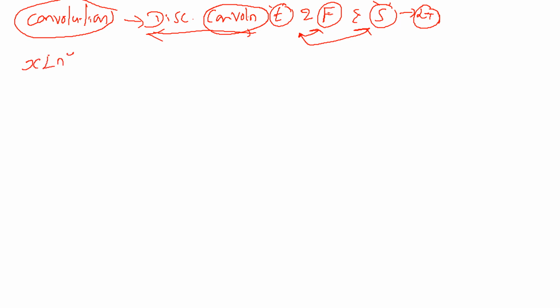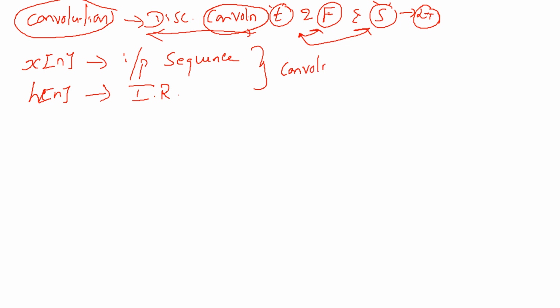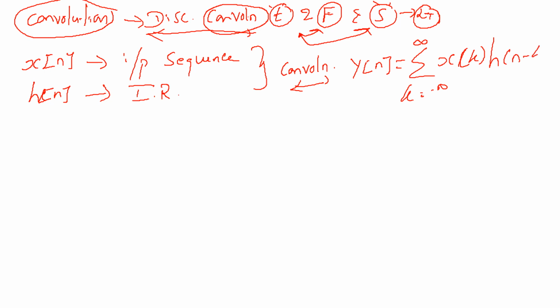Let x of n be the input sequence or input samples sequence, and h of n be the impulse response. Then the convolution operation can be defined, same concepts, as y of n is equal to summation of k equal to minus infinity to infinity x of k, that is a dummy variable, into h of n minus k.